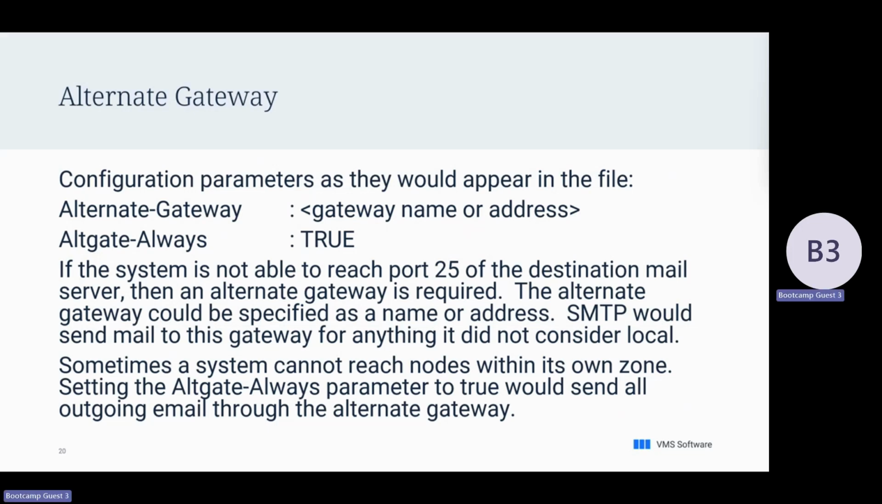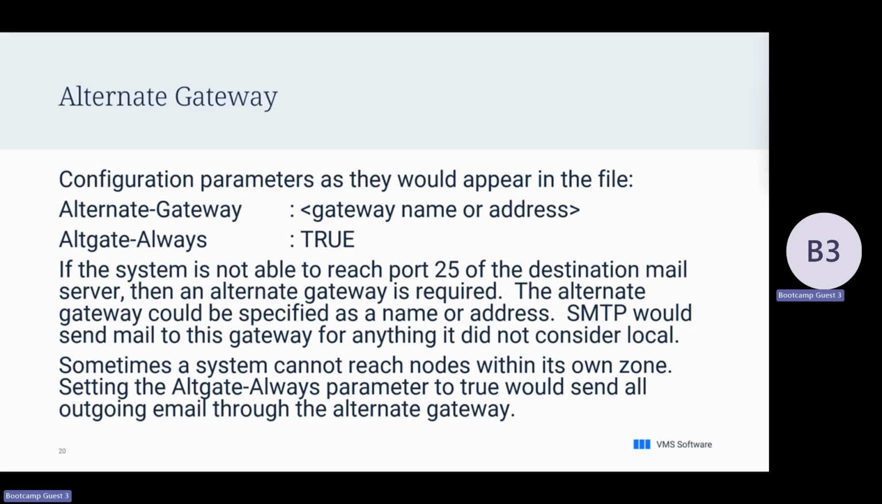There can be situations where, let's go back to our zone for a moment, for the altgate always parameter. My zone by default is vmssoftware.com, let's say. I know that I can only get to lab.vmssoftware.com, or I know that I can't even get to other things in my own domain. Let's say that's the truth. In that case, I'm going to say send it to my alternate gateway always. So if it's not local to me, just send it to them and let them deal with it. Not my problem.